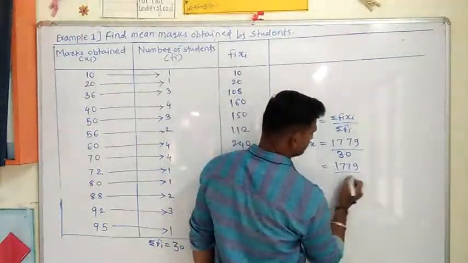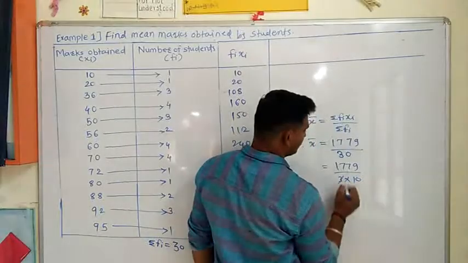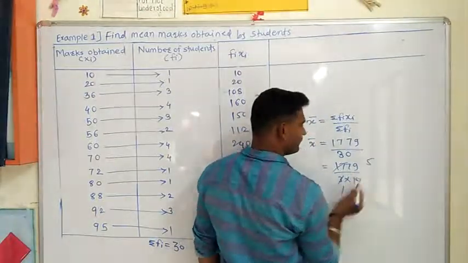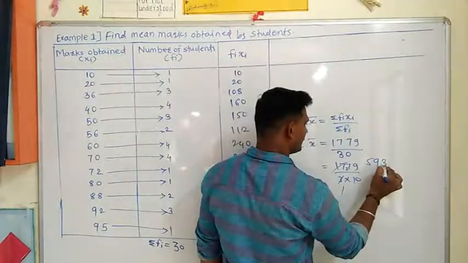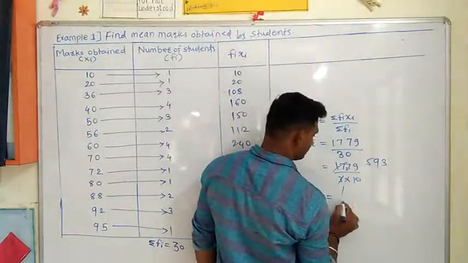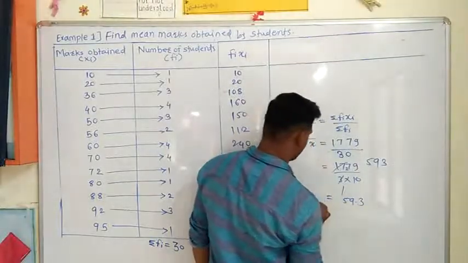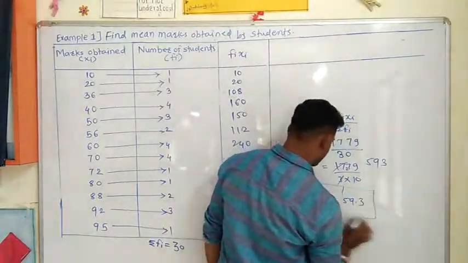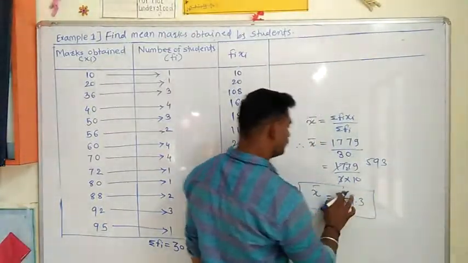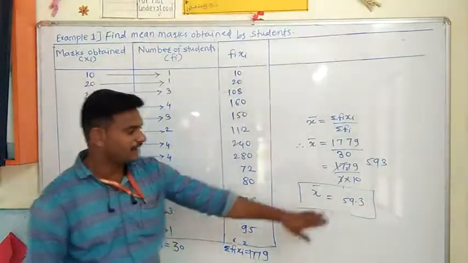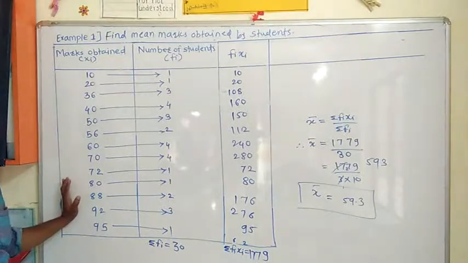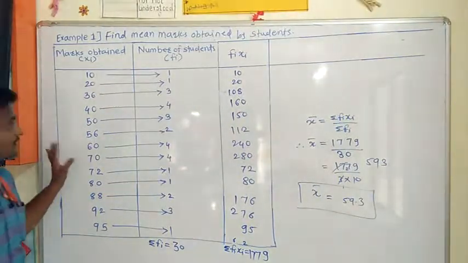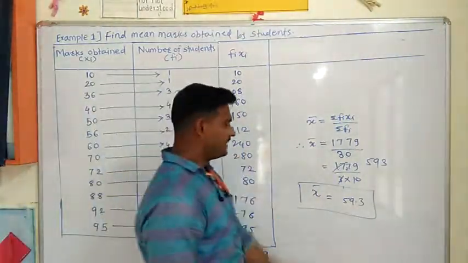This can also be written simply as 3 into 10. 3 ones are 3, 3 5s are 15, 2 will remain. Again 3 9s are 27, 3 3s are 9, and 10 is here. Therefore, we will get 59.3. So x bar is equal to 59.3. Here 59.3 indicates the mean of these marks.